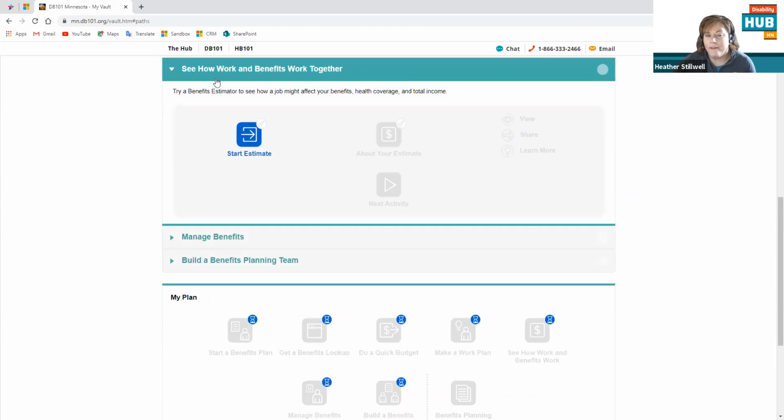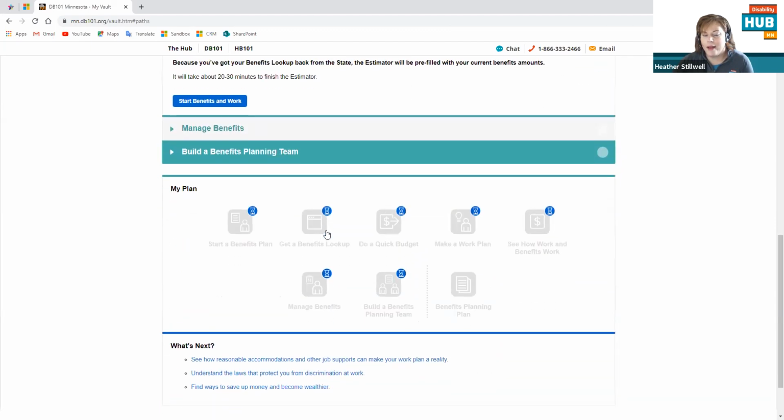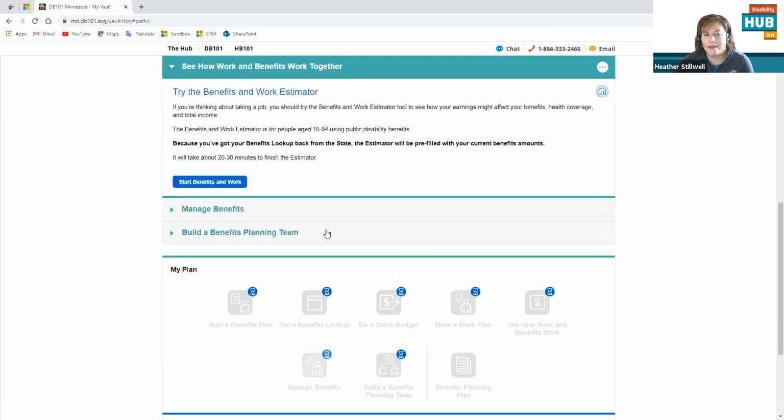How work and benefits work together is a really big one, and we're going to come back and look at this a little bit more after we go through the rest of the steps. Actually, I think we're going to just go through this right now. So we're going to just go in and do a quick estimator, and it says start a work and benefit and work plan.